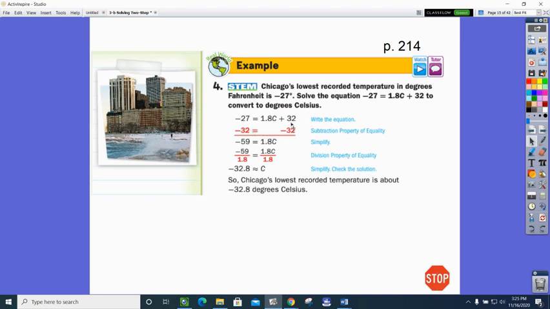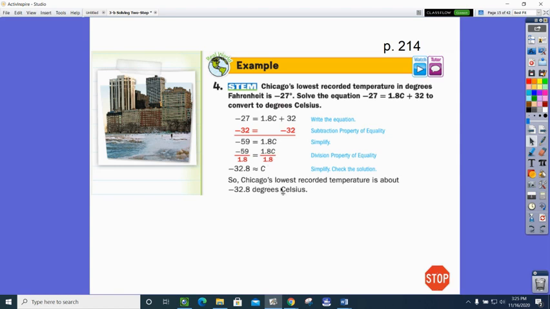That would bring him closer to the variable. You need to lose both the 32 and the 1.8. Don't bring this guy over, right? So we're going to subtract 32. And then once you have a one-step equation, you're going to touch that coefficient by doing the opposite operation.